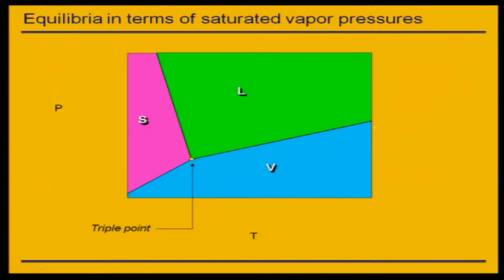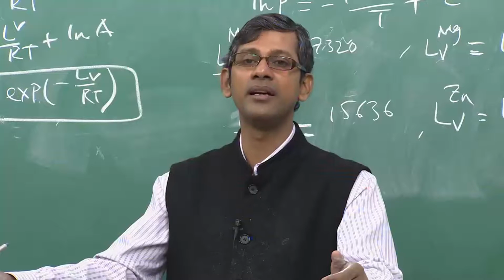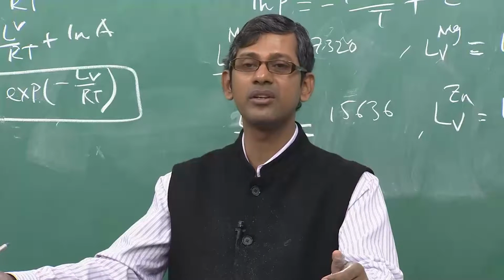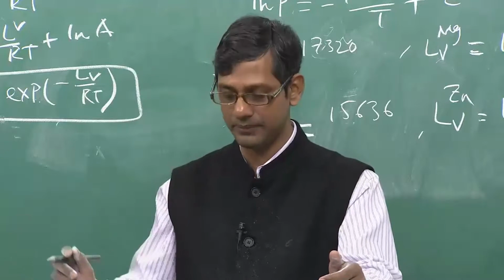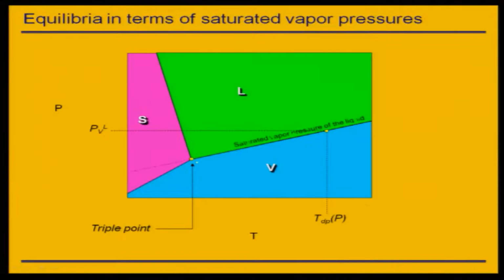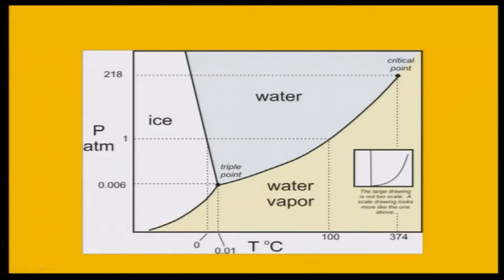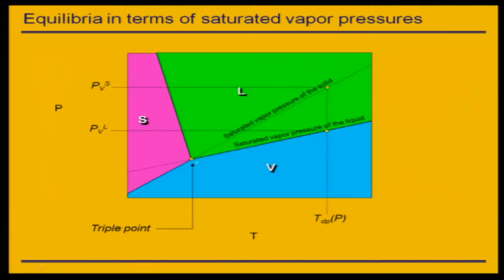Now this point I told you is known as the triple point. Why? Because at this point liquid, solid and vapor all coexist. Very rarely does this happen for a water system, because this is the only point at which this can happen. Now I have just drawn several lines for that: saturated vapor pressure of solid, saturated vapor pressure of liquid.